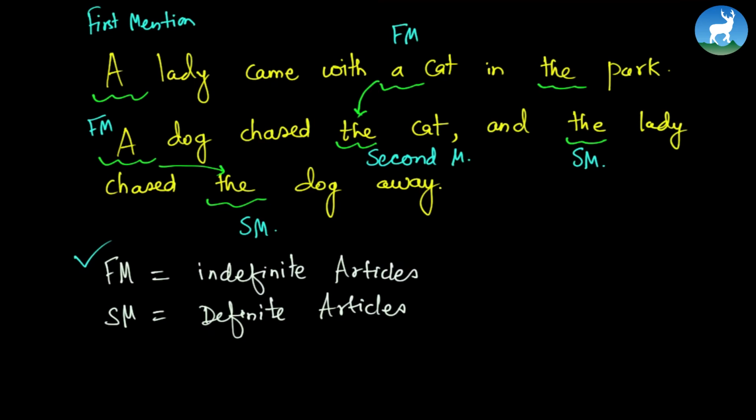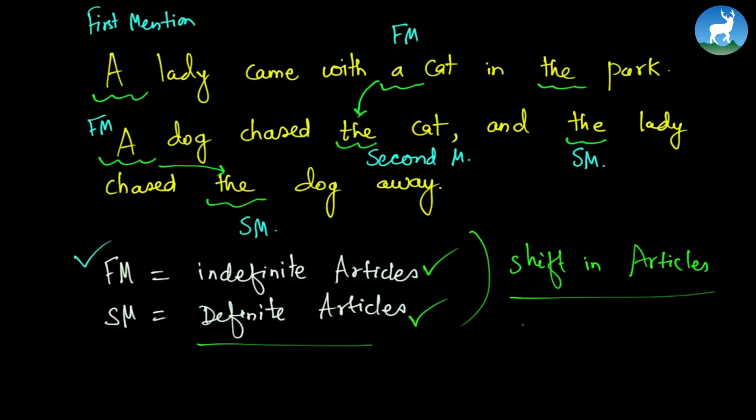Now let's say you're talking about a lady and you're talking about a cat for the first time, and you will certainly use the indefinite articles. But if you go on repeating, if you go on talking about the same lady and the same dog and the same cat, so in the second mention you're going to use definite articles, because the indefinite things are now turned into definite things. This is what we call the shift in articles, or oftentimes it is also called measuring definiteness.